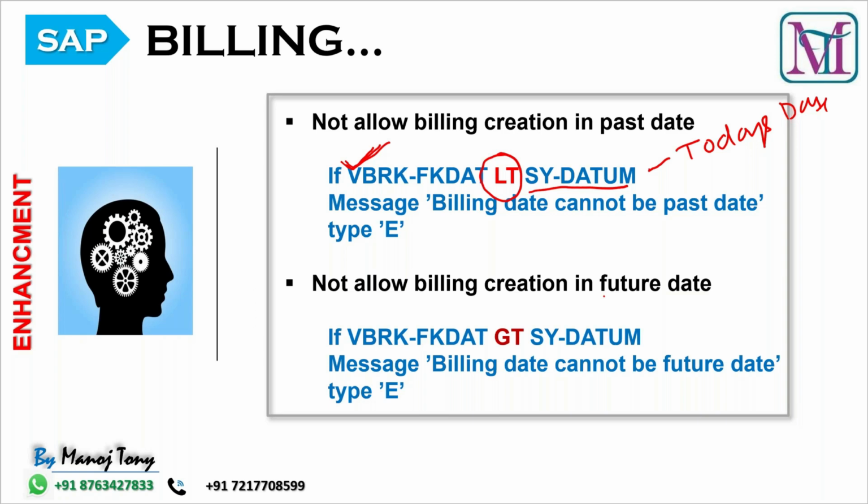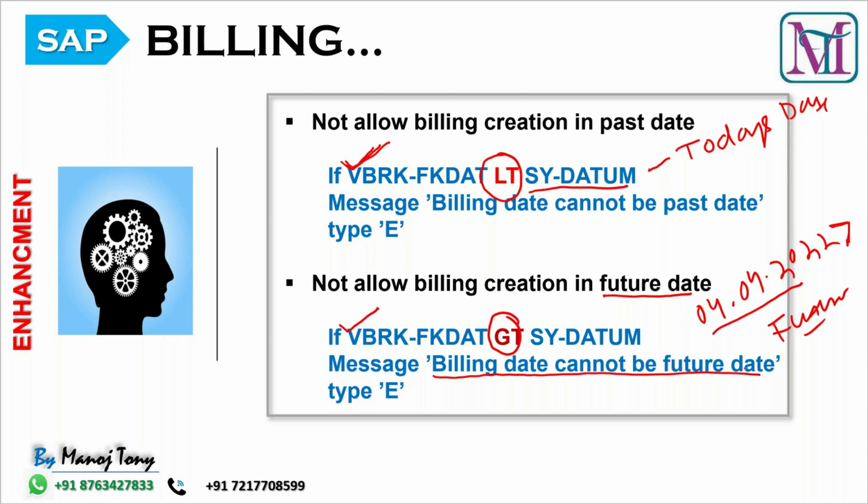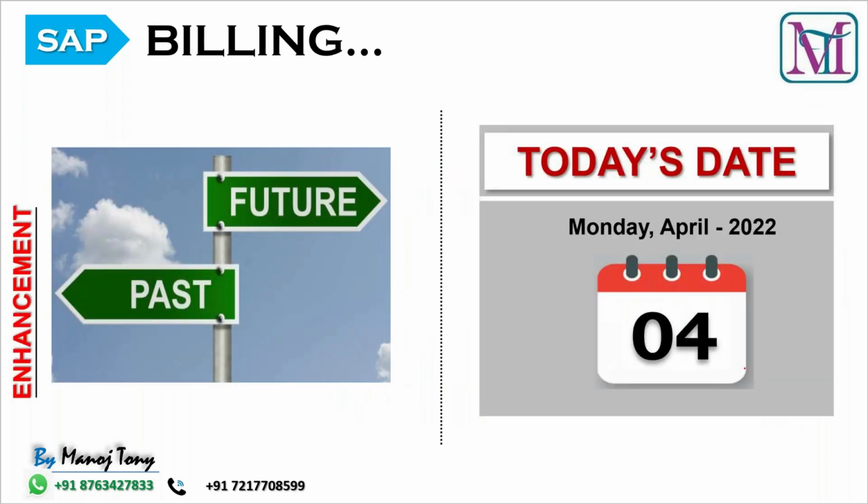Then what about future date? Same. If today's date is 04/04/2022 and the billing date is greater than today's date, it means future date. If it is a future date, then the system will give an error message: Billing date cannot be future date. So it is an error message. Okay, so now we have done the development.